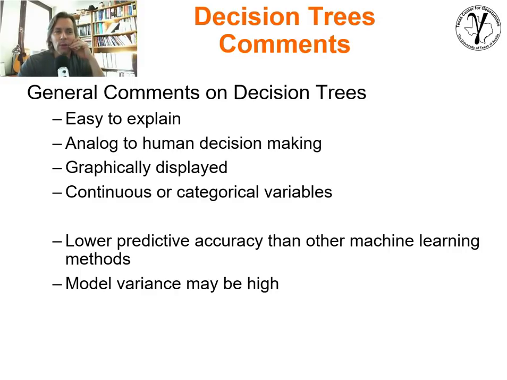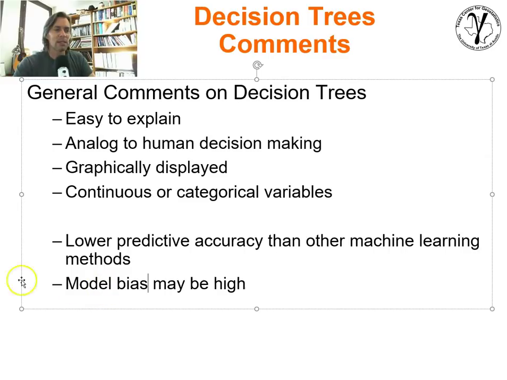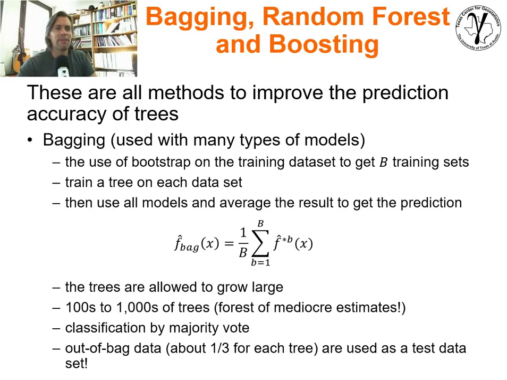They have lower accuracy than other machine learning methods. The model variance, the model bias, in fact, may be high because it's kind of a simple model. So you might think, well, we need a more complicated model to fit more complicated situations. Well, as I mentioned before, once you know about decision trees, you can go higher tech. You can do more complicated things. All of the following methods are around how do you improve the accuracy of a decision tree.